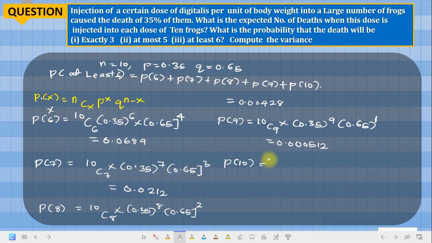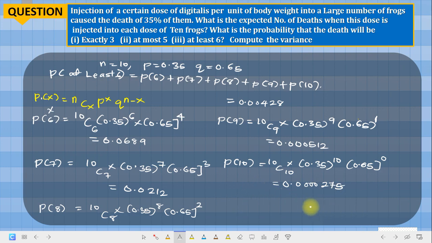The next one, probability that 10 will die. That will be 10 combination 10 times 0.35 raised to the power of 10, then 0.65 raised to the power of 10 minus 10. 10 minus 10 is 0. So this computes to 0.0000275.